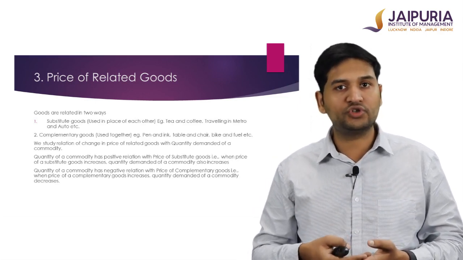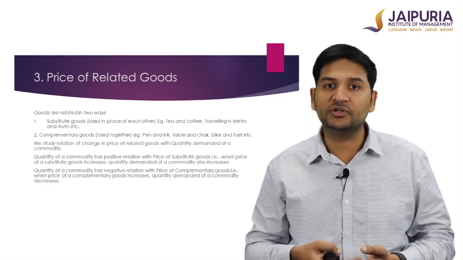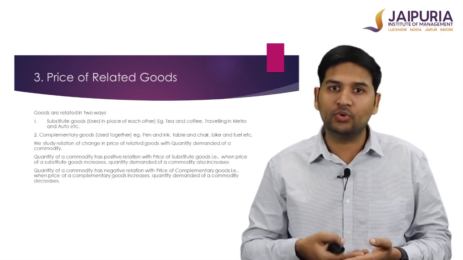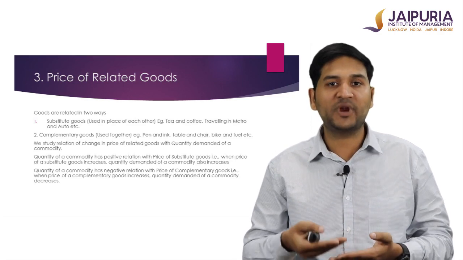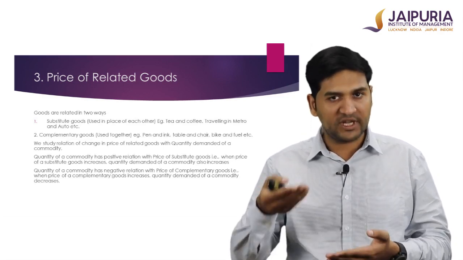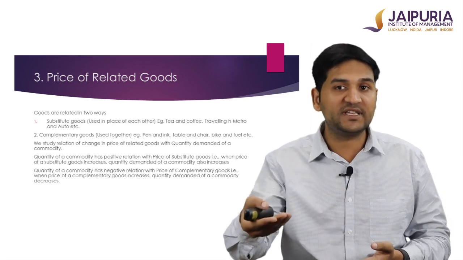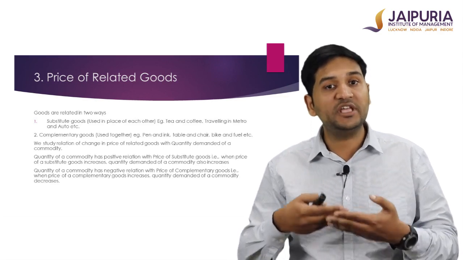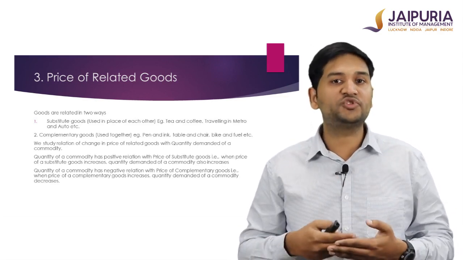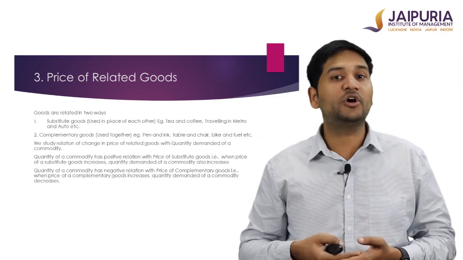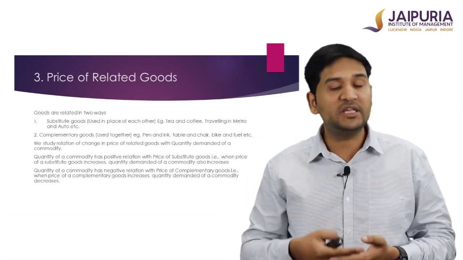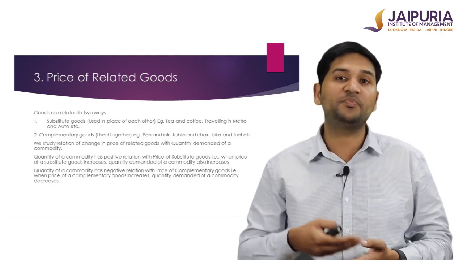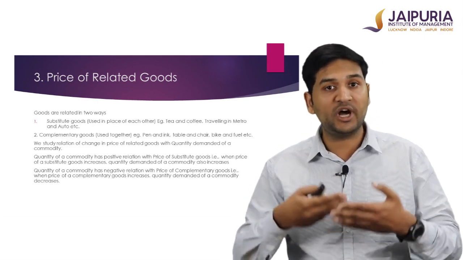Substitute goods are those goods which are used in place of each other. They are the alternatives. For example, traveling in metro, traveling by auto. These are two substitutes. When price of substitute good increases, for example, when price of metro increases, then the quantity demanded of the person traveling in auto will increase. That is, when price of substitute good increases, then quantity demanded of our commodity increases accordingly. So there exists a positive and a direct relation between the price of substitute goods and quantity demanded of our initial goods.